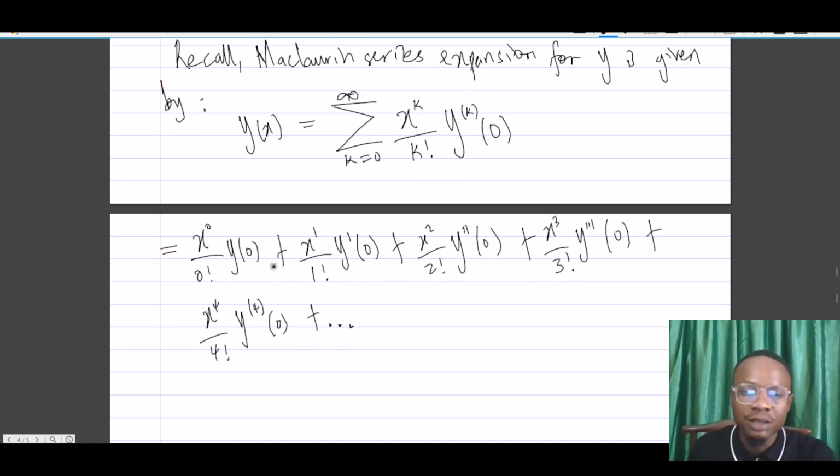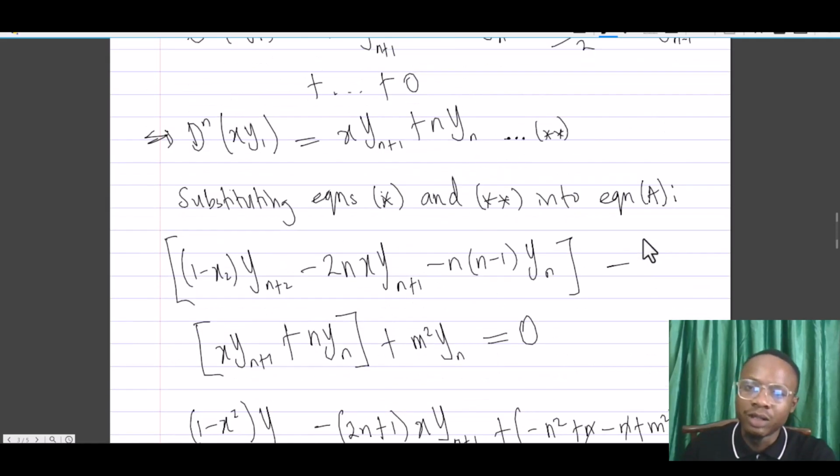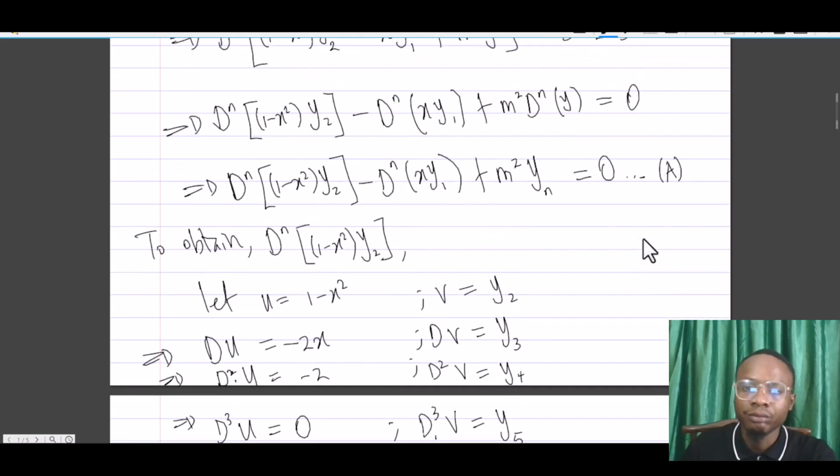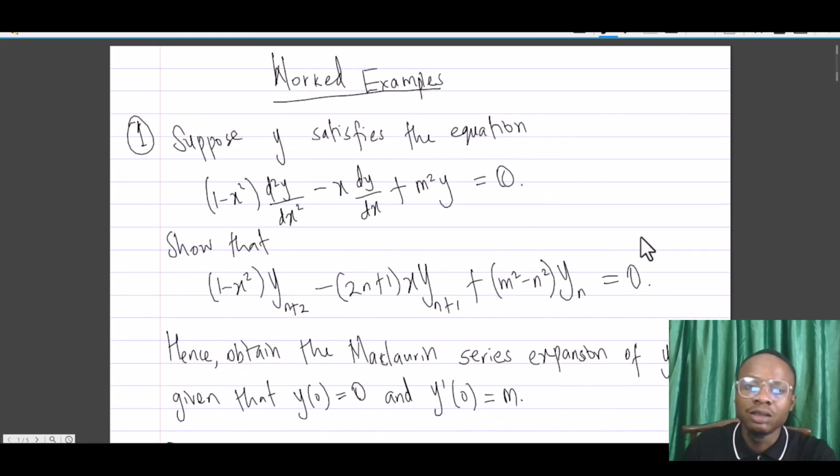So we need to have these terms. We already know y at 0. We already know y prime at 0. The next thing we need to bother about is y double prime at 0, and possibly the third derivative, the fourth derivative and so on at 0. But look at the relations we were given. We were told in the question that 1 minus x squared multiplying the second derivative, minus x multiplying the first derivative, plus m squared y equals 0.